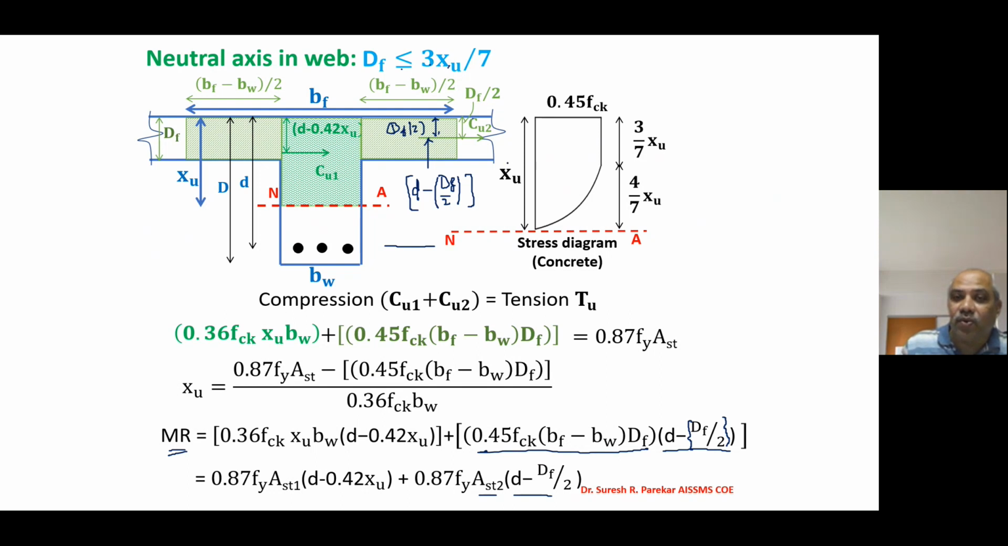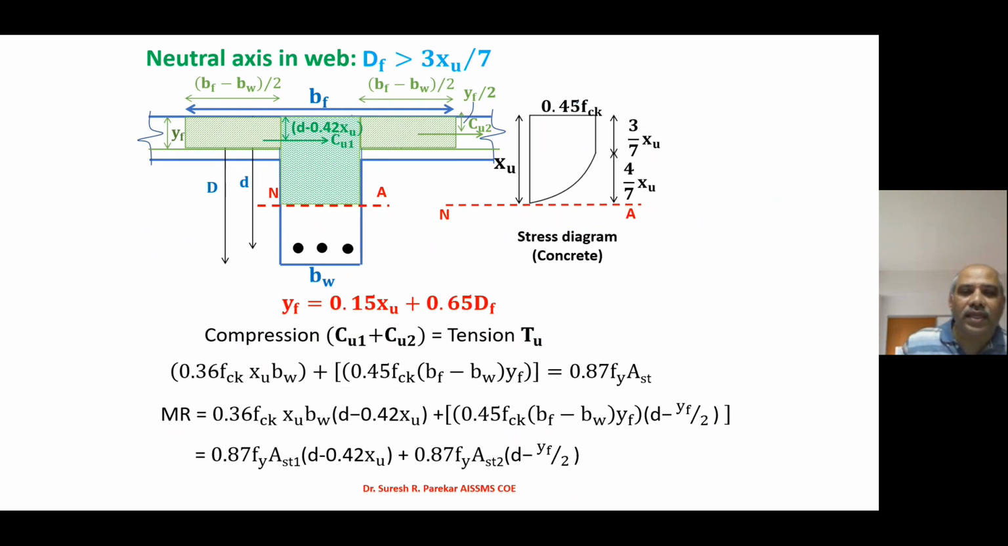Now in this case, you have to keep in mind my whole concrete in flange is stressed to 0.45 FCK. And then we have the third case. Now you can see we have the third case again, CU1 plus CU2. CU1 we have as it is, 0.36 FCK XU BW, plus then we have the second portion, BF minus BW.